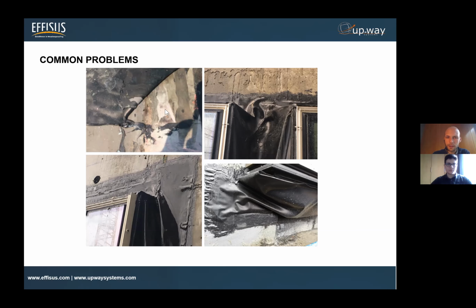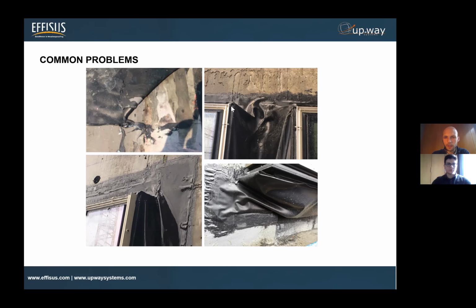So, lack of adherence of some membranes. For instance, compatibility problems. Some membrane is going to site, just a standard membrane, and people on site notice that it's not adhering well. Some specific details, and as you can see, this is a detail that we usually see at site. So this is a very current detail.